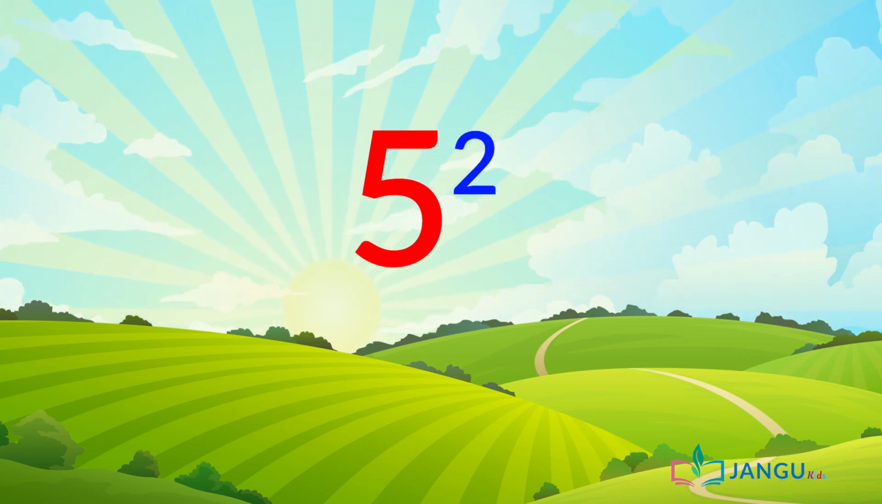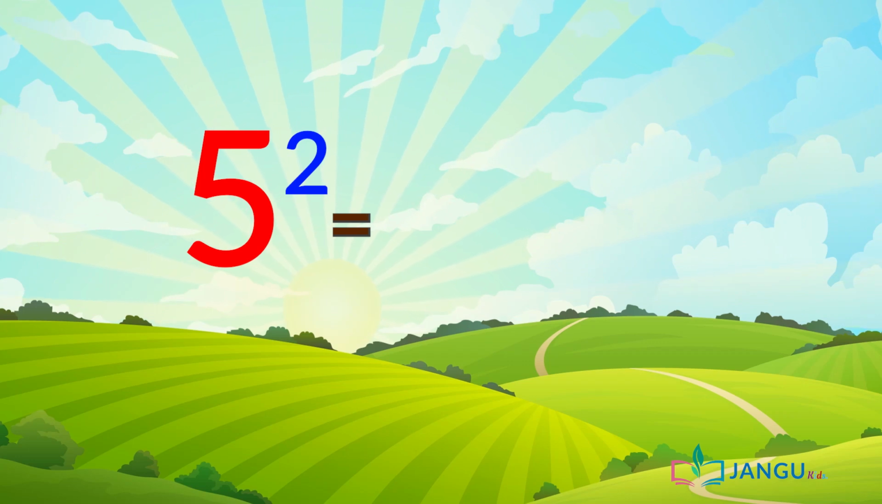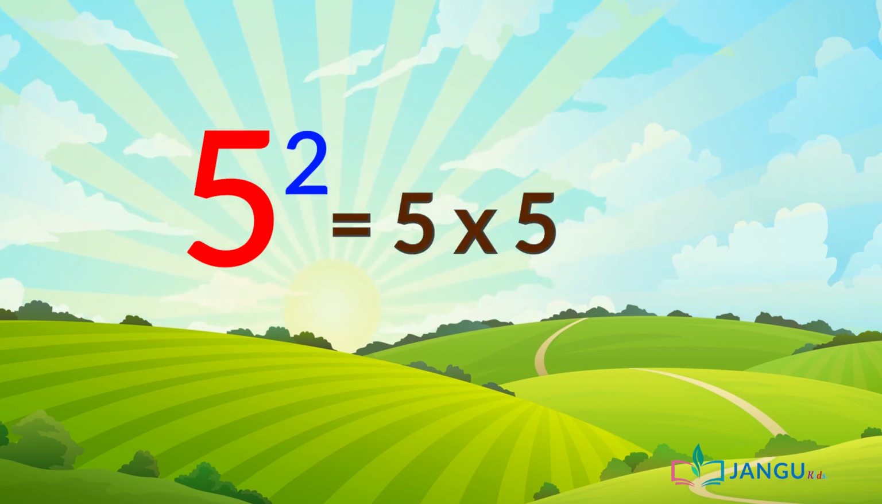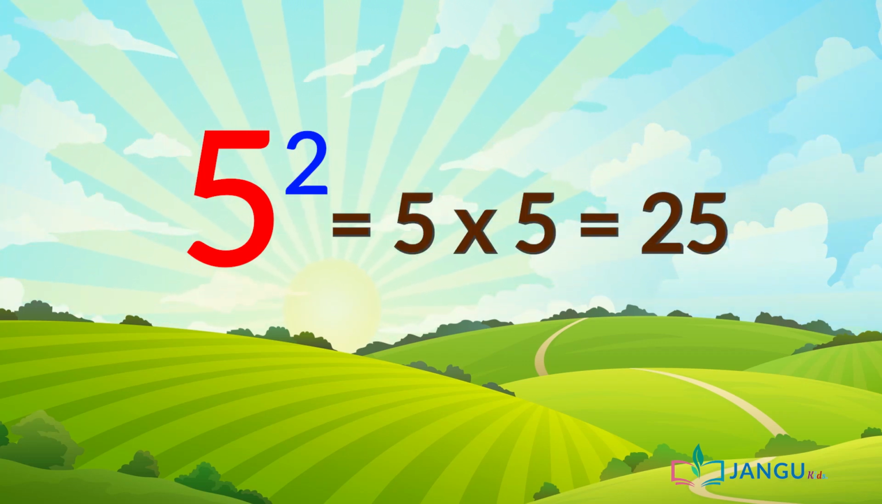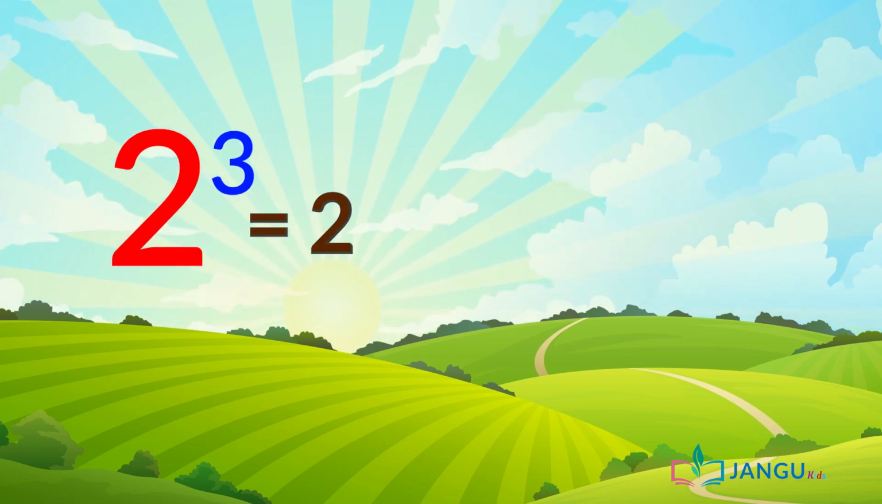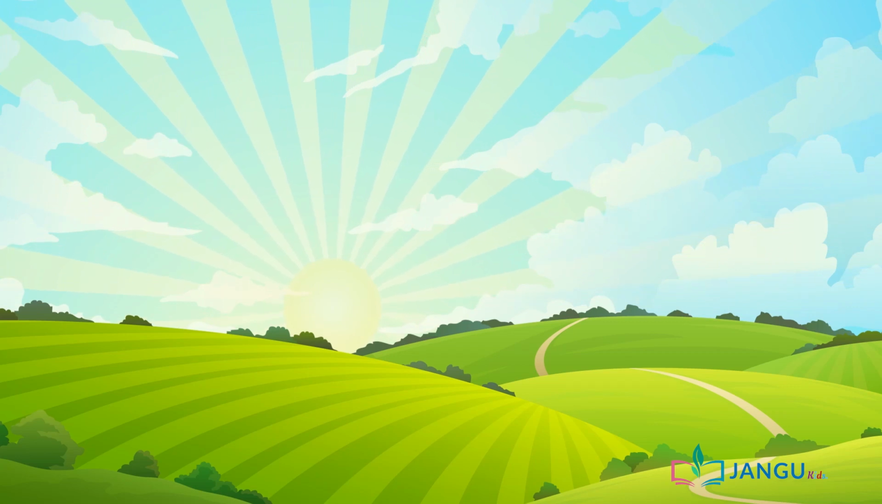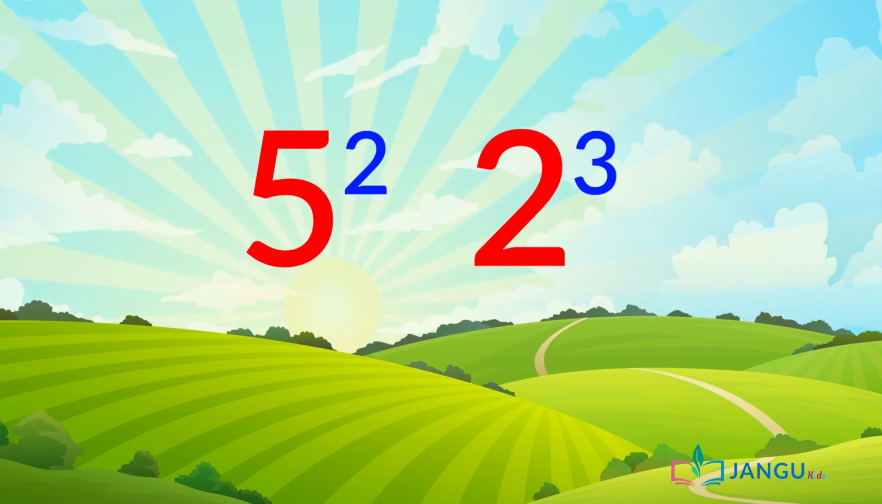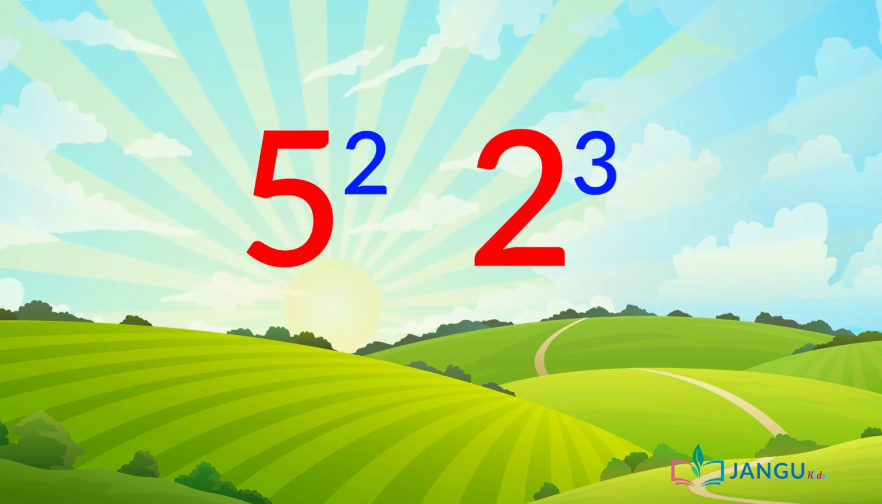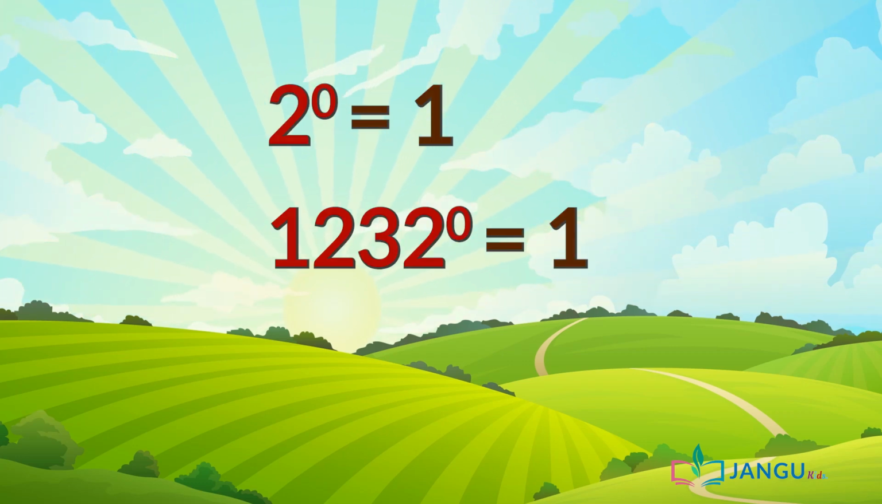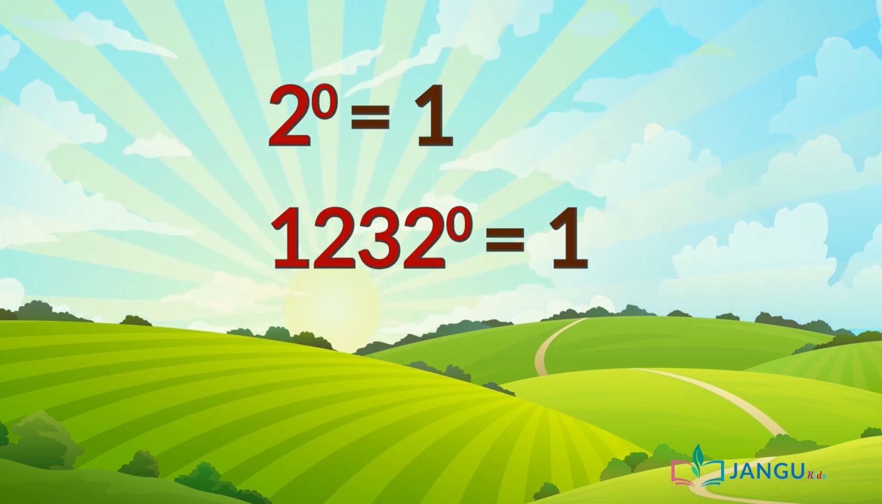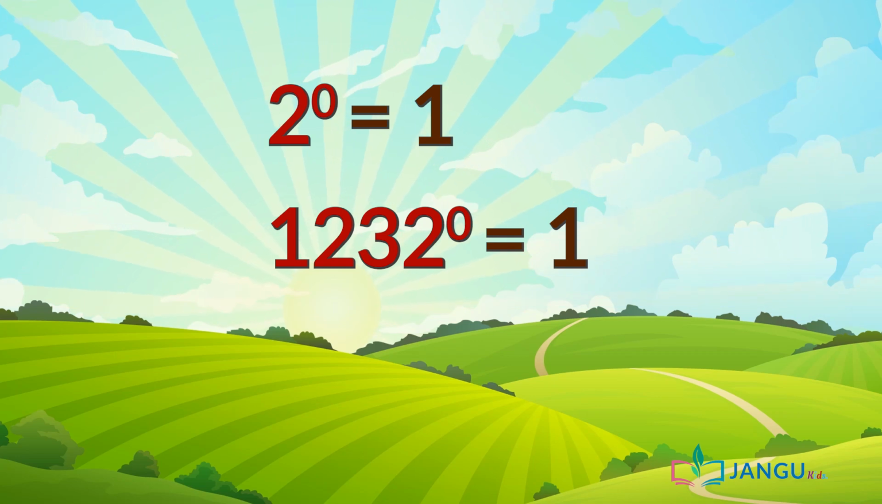base. Therefore, 5 squared is equal to 5 times 5, which equals 25. 2 cubed means 2 times 2 times 2, which is equal to 8. Numbers like 5 squared and 2 cubed are said to be written in index form. It is also important for us to know that any number raised to the power of 0 is 1.